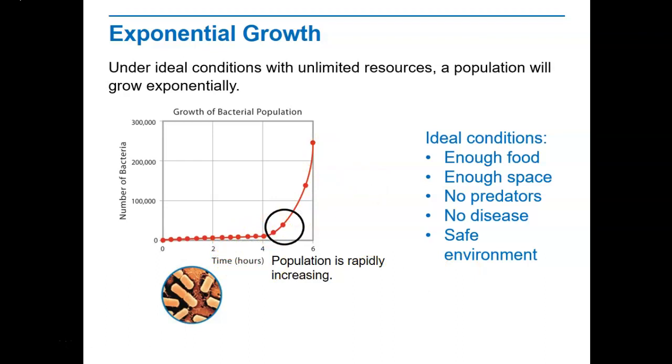Okay? And this has kind of been happening with humans the last 100 years. Okay, now not every human has all these ideal conditions, right? But the conditions are a lot better than they were back in the 1600s or 1700s. So the conditions have improved. So our population has been doing this exponential growth.